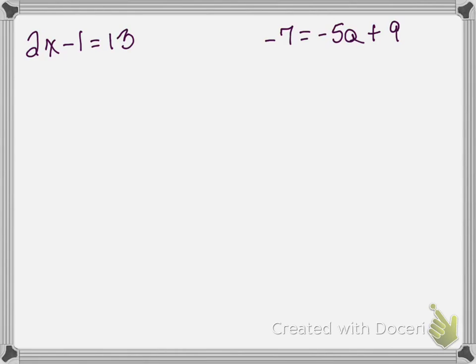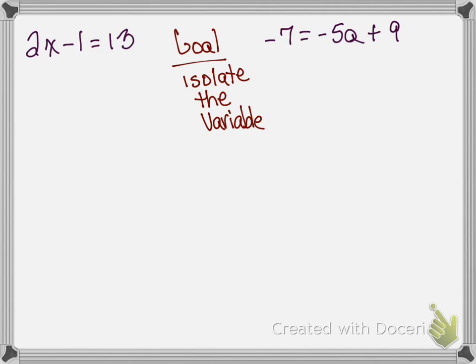And when we solve linear equations, we want to get something by itself. What's our goal when we're solving? Get x what? Good. So we want to isolate the variable. Okay? So that's our goal. We want to isolate the variable.